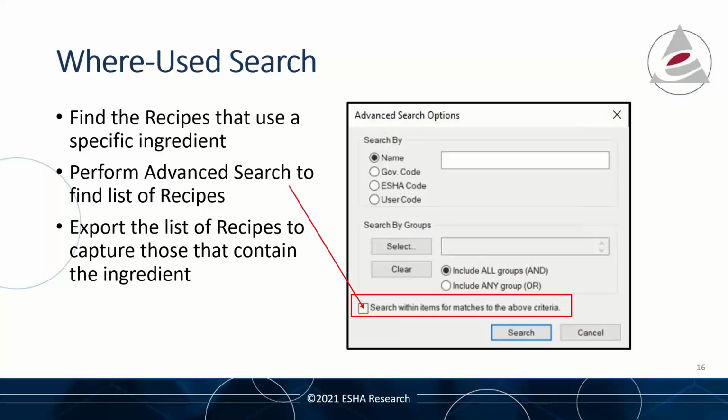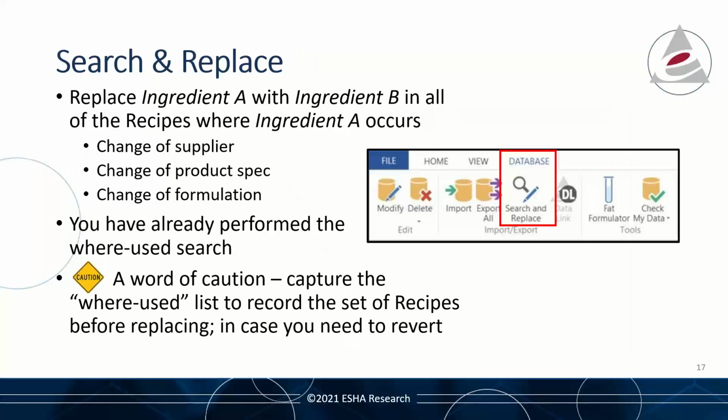Once you have that list, you may want to record it. You'll be able to export it as one of the options. So you could export that list of recipes so you have a record of which recipes initially contain the ingredient that you're looking for. And I mention that because the where used search often prefaces the search and replace. So we often get those questions hand in hand.